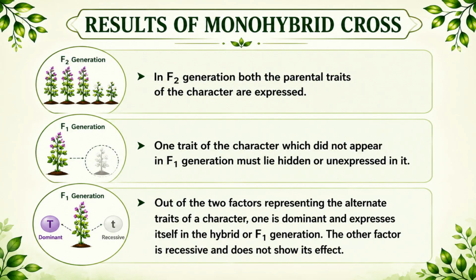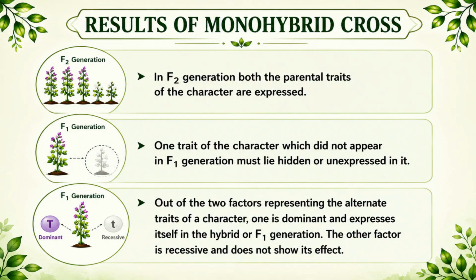Now let us understand another important result of Mendel's monohybrid cross. In the F2 generation, both the parental traits appeared again. This means both tall and dwarf plants were observed in the offspring. Now Mendel started thinking, if the dwarf trait disappeared in the F1 generation, then how did it suddenly reappear in the F2 generation? From this observation, Mendel concluded that the trait which did not appear in the F1 generation was not lost. It remained hidden or unexpressed in the hybrid plants.